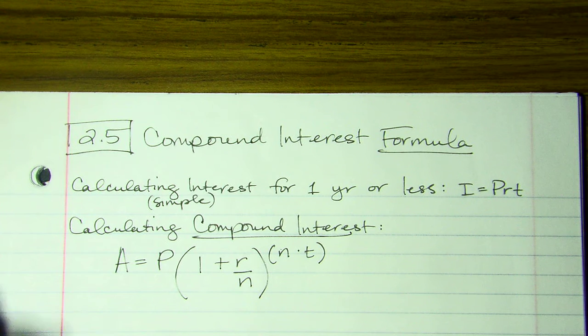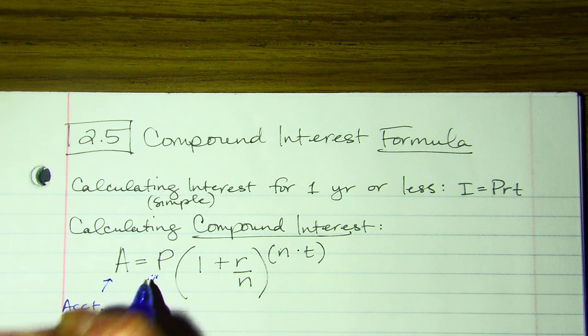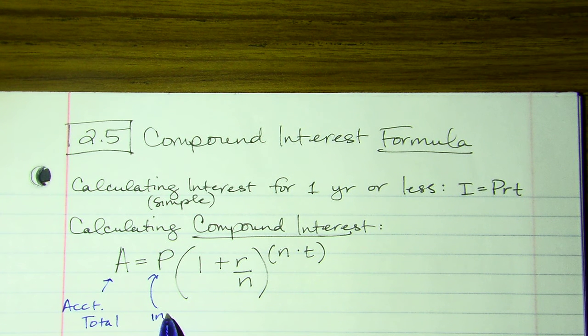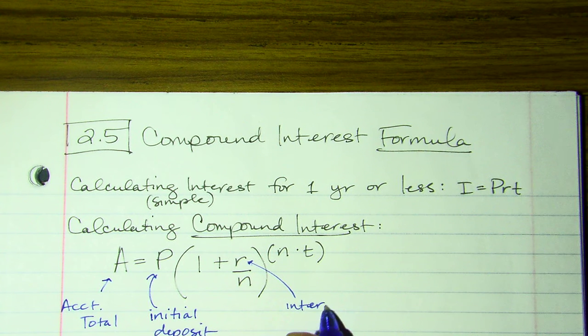So A equals P, parentheses 1 plus R divided by N to the N times T. Now let's talk about this. A will give us our account total. This here is your initial or starting. Initial is another word for starting deposit. R is your interest rate as a decimal.